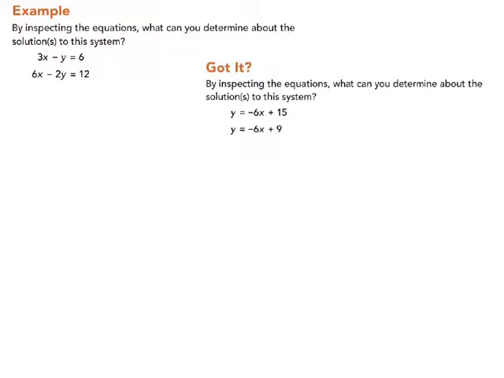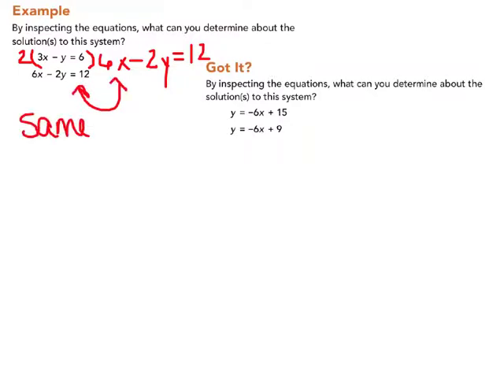So let's write that down. If we multiply all of this by 2, we get 6x minus 2y equals 12. So that's the same as this. So it's the same line, one on top of the other, and therefore there are infinitely many solutions.